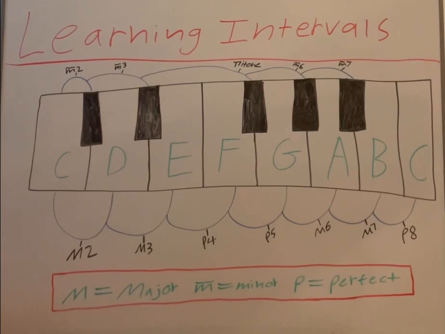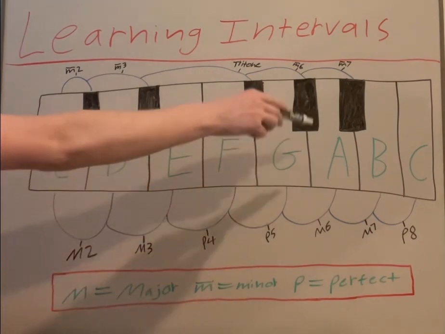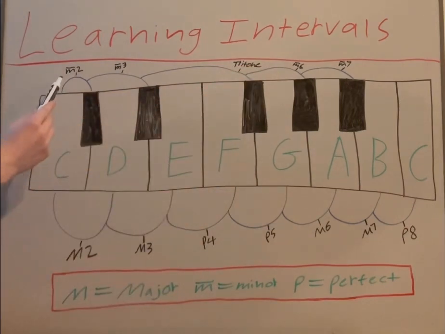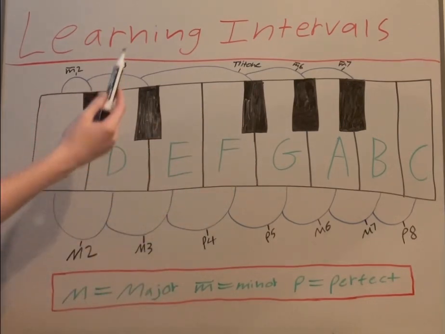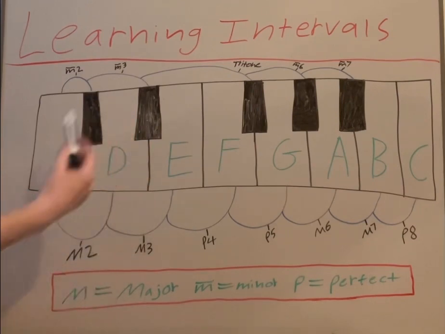At this point, the pattern just continues on. If you decide to keep going, from C up an octave plus one is a minor ninth. If you go from C to the next D up an octave, it's a major ninth. And it just continues that pattern of major, minor, perfect, and so on.